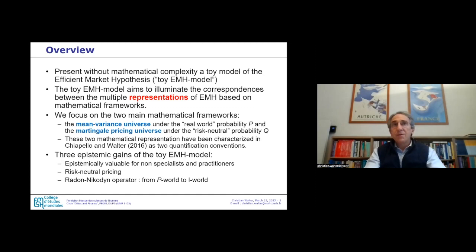The key operator of moving from the P world to the Q world is what is called the Radon-Nikodym operator. And it's a very difficult mathematical concept. So the third epistemic gain of this toy EMH model is to be able to simply understand what exactly this Radon-Nikodym operator L is.